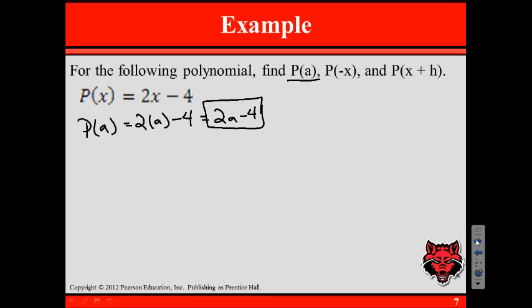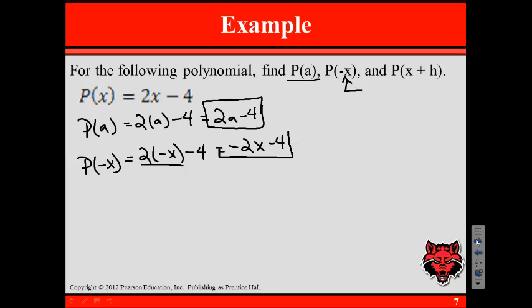In the next example, let's replace every x with a negative x. And every time you plug in a value in place of another value, make sure to start by putting it in parentheses. So p of negative x equals 2 times negative x minus 4. 2 times negative x is negative 2x, so this becomes negative 2x minus 4.